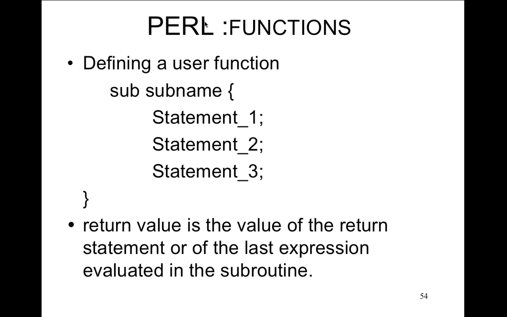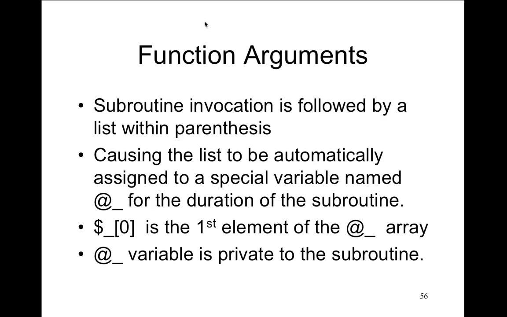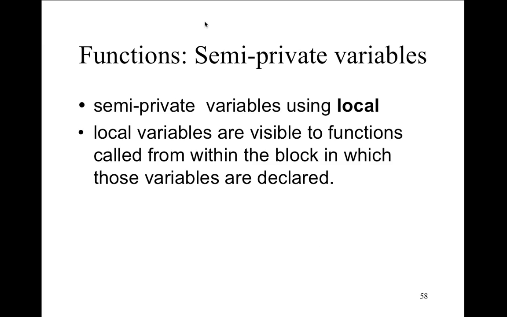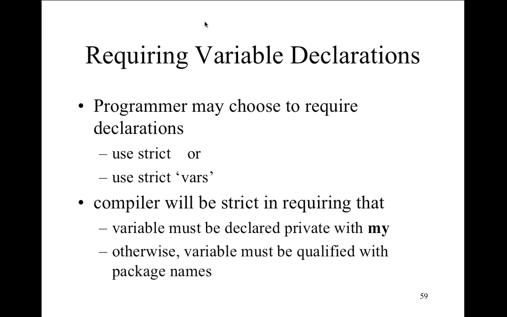Split, as an example, join, and subroutines, which are nothing more than another name for functions in Perl. And the concept of private variables used inside of these subroutines or functions, the semi-private or local variables. Then the concept I ended on was requiring variable declarations. Programmers can choose to require declarations, so you can use strict or use strict vars, which says you can't use a variable unless you've declared it, or unless you've initialized it, which is really much the same thing in Perl.